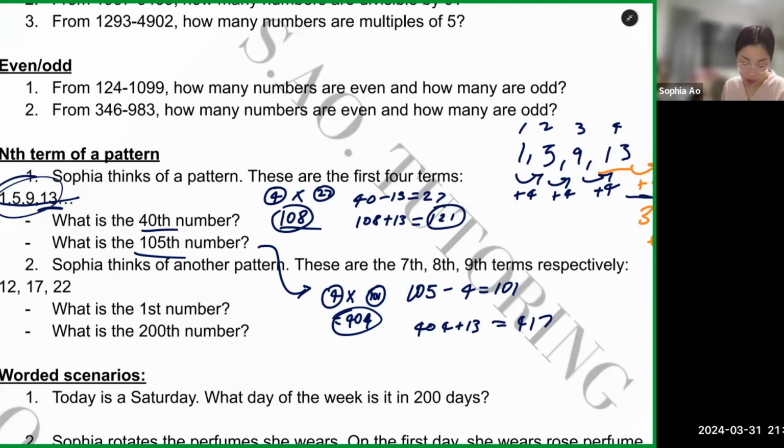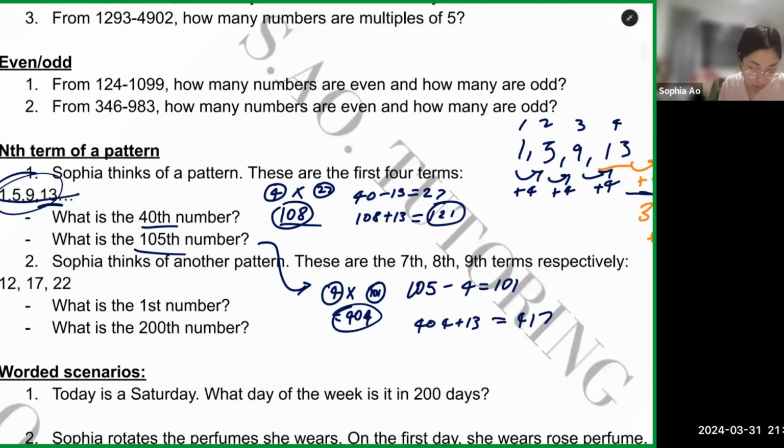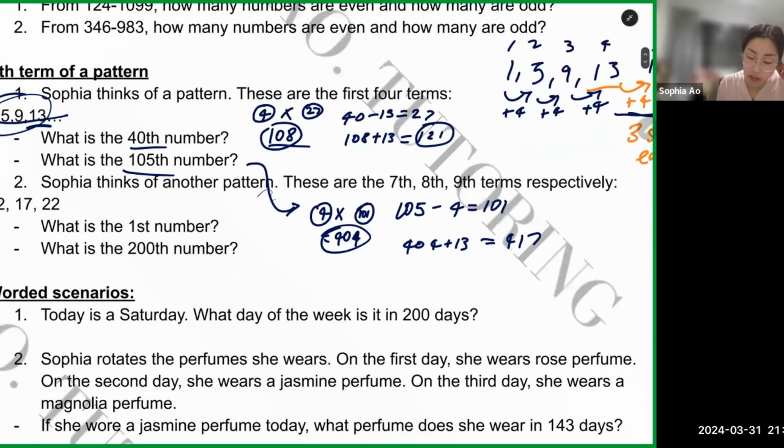Now, here's another one over here. I'm going to show you guys a variation of this pattern, okay? Sophia thinks of another pattern. These are the 7th, 8th, and 9th terms respectively: 12, 17, 22. They actually ask you, what is the first number and what is the 200th number? So the thing that's a little bit new over here is actually asking you for the first number, which is working backwards because this is the 7th, this is the 8th, and this is the 9th. Interesting. However, the working out is just going to be the same, except the only thing you want to do is instead of adding at that final step, you want to subtract, okay?